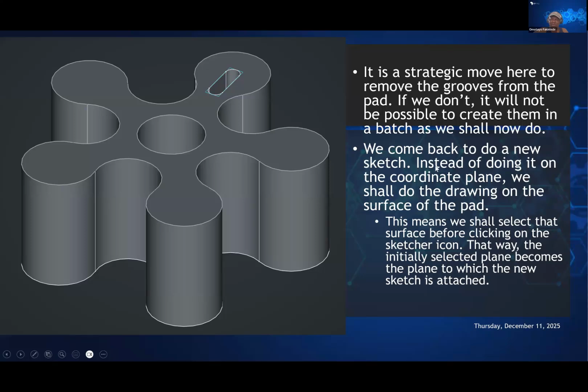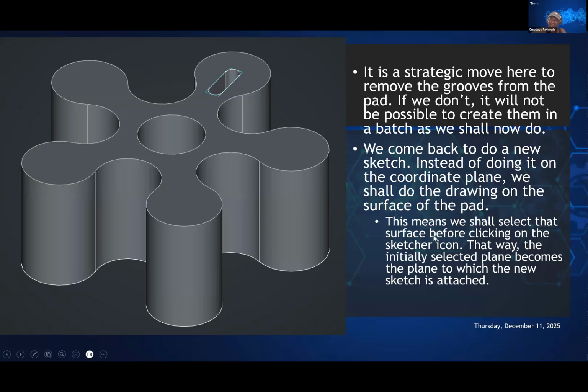We come back to do a new sketch. Instead of doing it on the coordinate plane, we shall do the drawing on the surface of the part. That was a mistake I made previously. We have to do it where we can see it on the surface of the part. Otherwise, the padding, the pocket will not work.